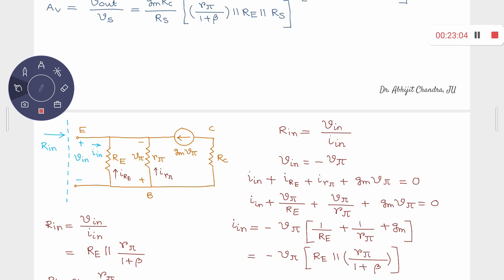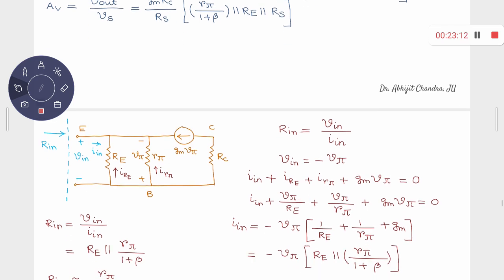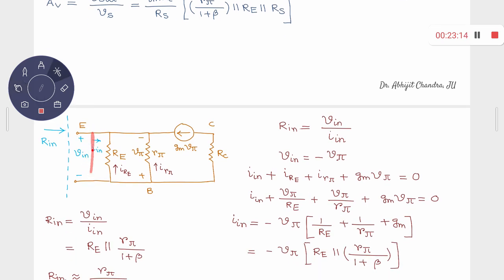Then try to identify which is my input terminal. I would like to find out the resistance. Okay, the input terminal is this emitter and base. Between this, I have to find out the resistance. So I have to connect some external voltage, find the current being drawn by the circuit, and take the ratio, that will give you the input resistance. So if this voltage is V in and this current being drawn by the circuit is I in, then this ratio V in upon I in will give you the value for the input resistance for a common base amplifier.